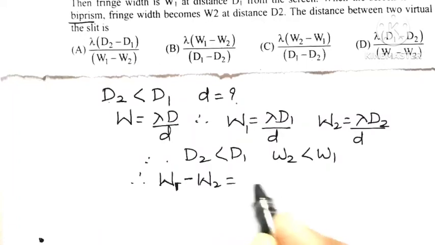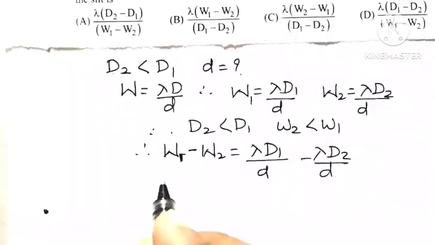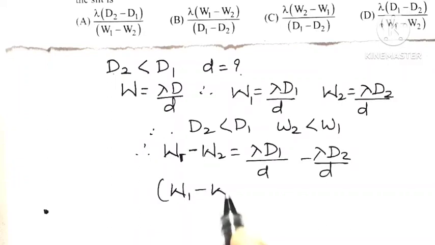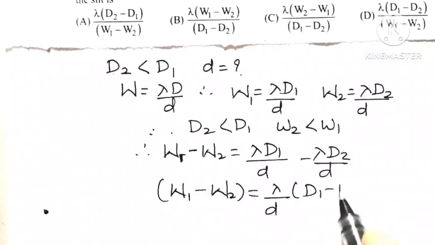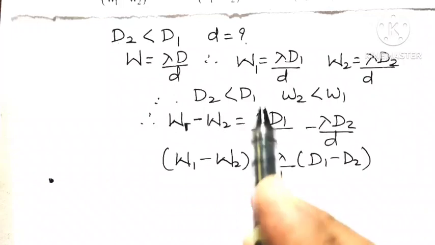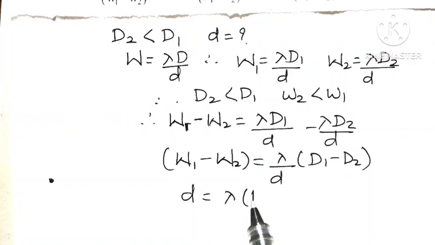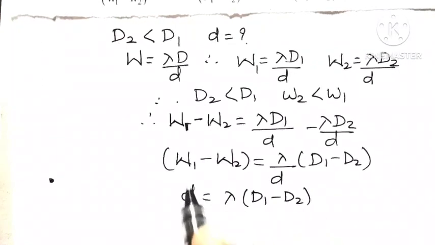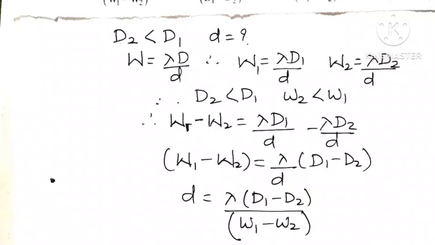W2 is equal to lambda D1 divided by small d minus lambda D2 divided by small d, or W1 minus W2 is equal to lambda by small d, taken as common, times D1 minus D2. We want to find the distance between the two virtual images, so small d is equal to lambda times D1 minus D2, divided by W1 minus W2, since this term goes in the denominator.